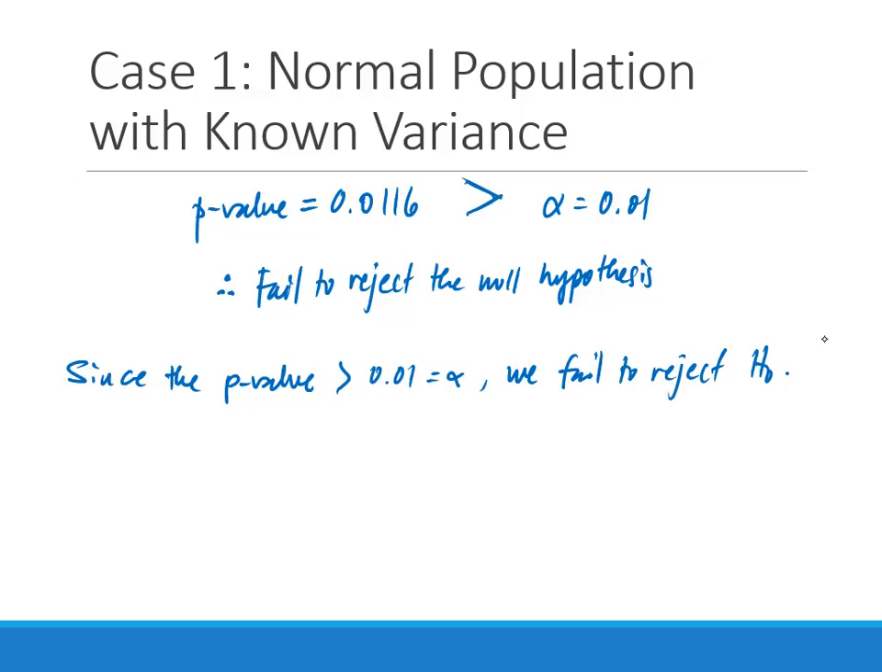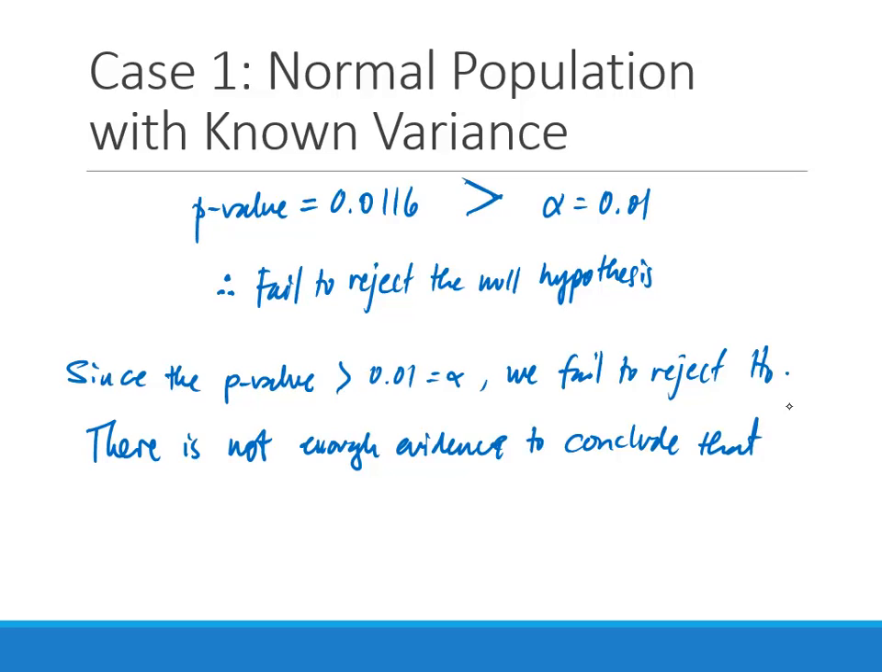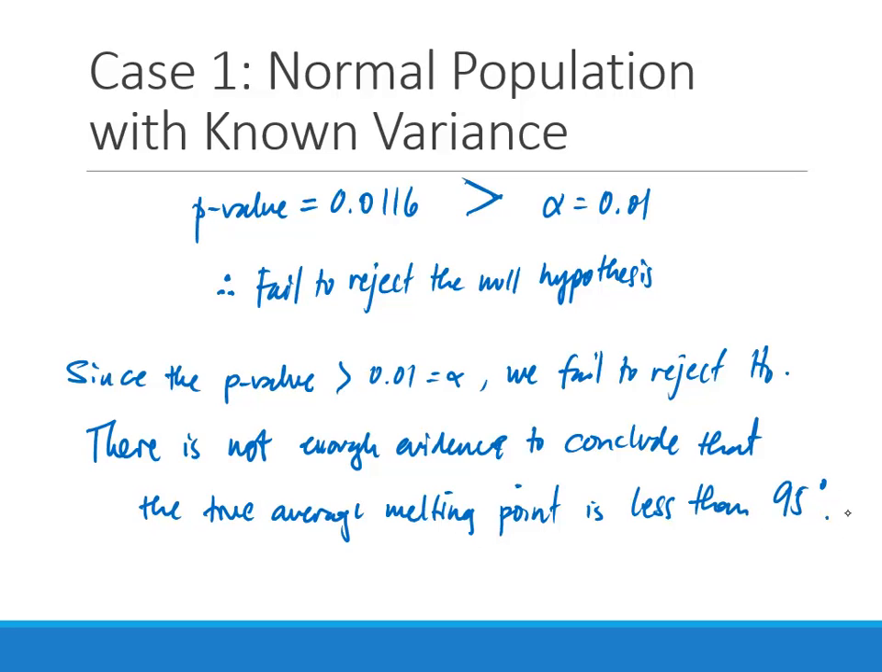the null hypothesis. And what that means is that there is not enough evidence to conclude that the alternative hypothesis is true. So what that said was to conclude that the mean melting point, the true average melting point, is less than 95 degrees.